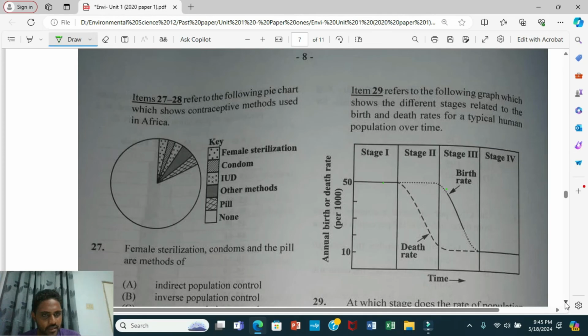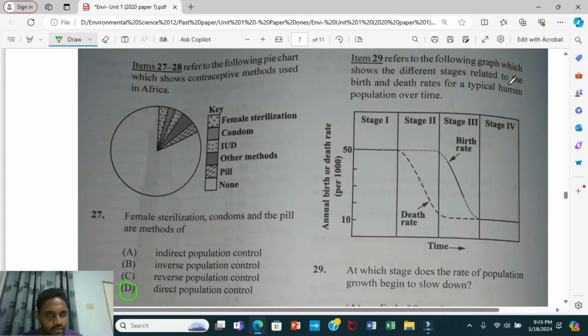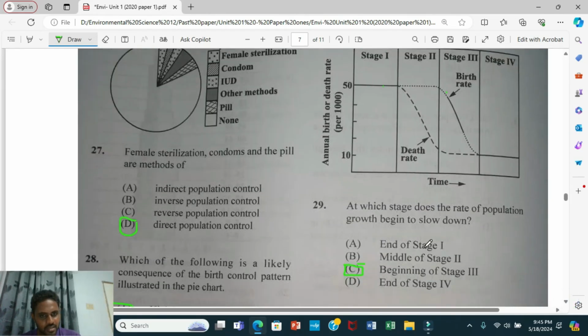29. Item 29 refers to the following graph, which shows the different stages related to the birth and death rates for a typical human population over time. So here they put the birth rate and death rate, and that's per 1,000. That's the unit. And this axis is speaking about time. It says, at which stage does the rate of population growth begin to slow down? And of course, that would be C, beginning of stage 3, which is here.